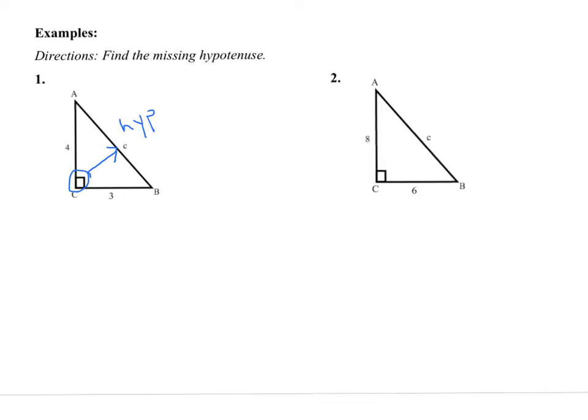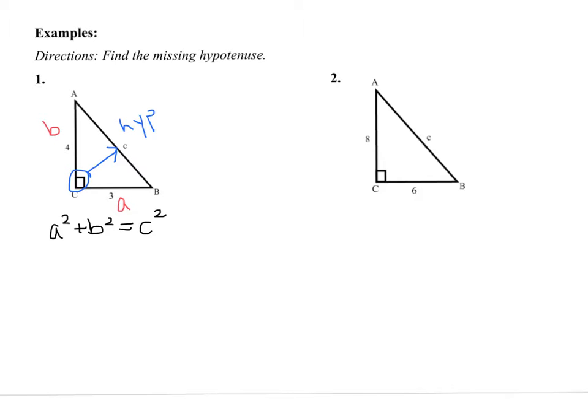And the hypotenuse is your C. So the other two sides are the adjacent sides to the right angle, and those are your legs that are going to be labeled as A and B. So our next step, we always want to write our formula down, which is A squared plus B squared equals C squared.